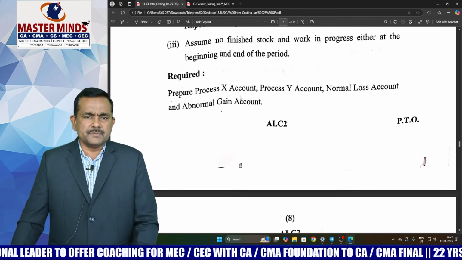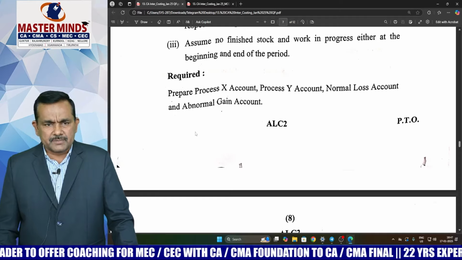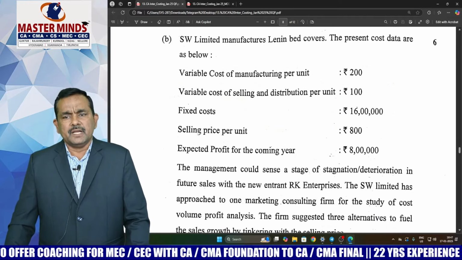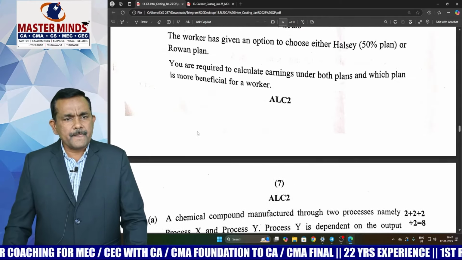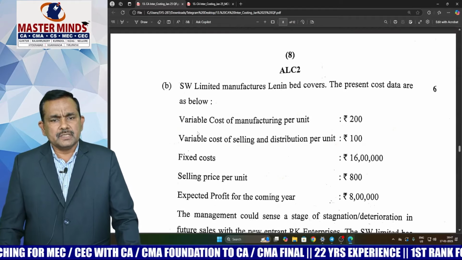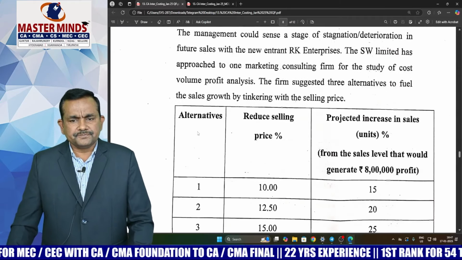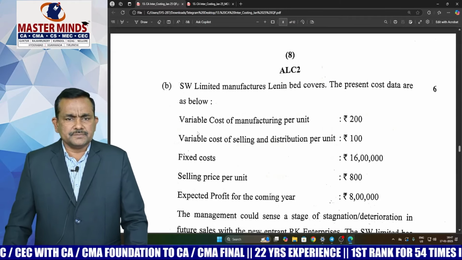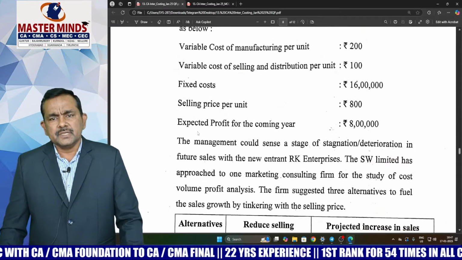Here the question is asking for process X account, process Y account, normal loss account, abnormal gain account. Next, 3B question, sir. This is marginal costing, sir.